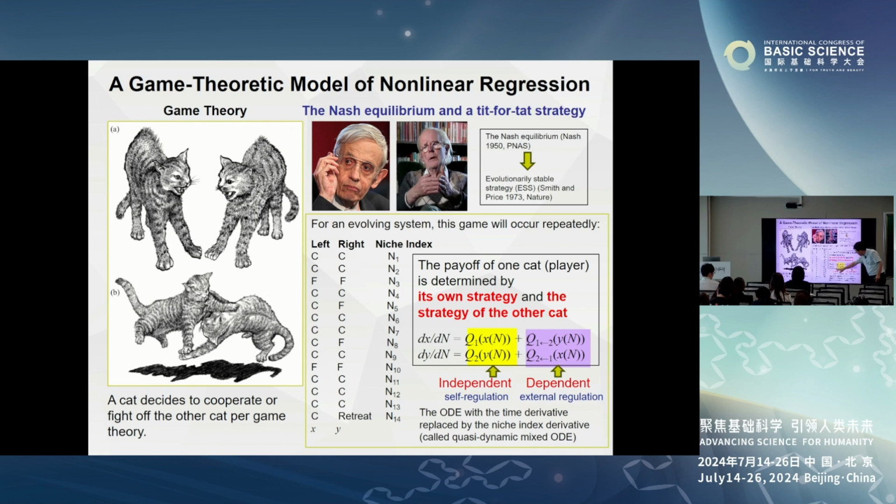I call the first component the independent component. The second is called the dependent component. By solving this ordinary differential equation, you can combine graph theory to construct a network among variables. One thing I need to point out: that is an ordinary differential equation, but the derivative is not with respect to time. The derivative is with respect to subject index. So in this sense, we call this ordinary differential equation a quasi-dynamic ordinary differential equation, which is different from classic ordinary differential equations.